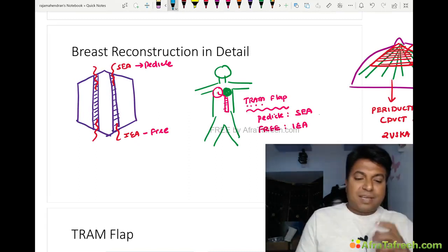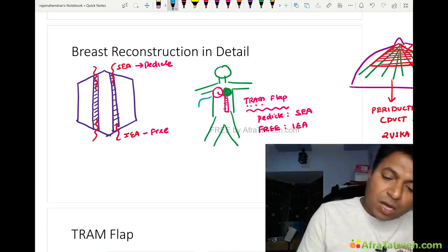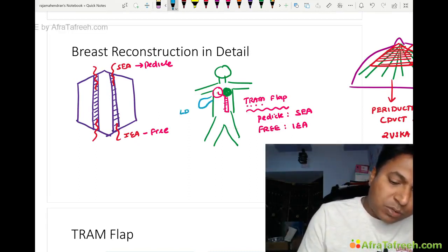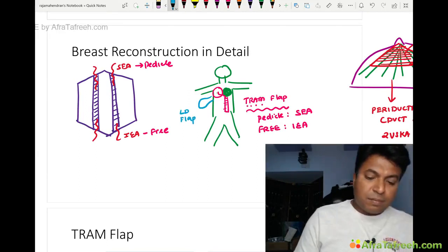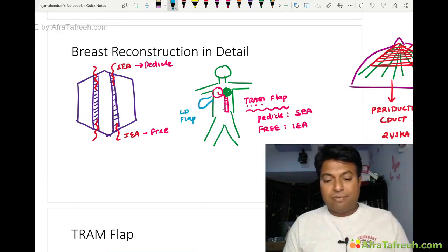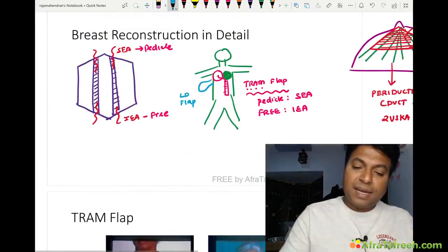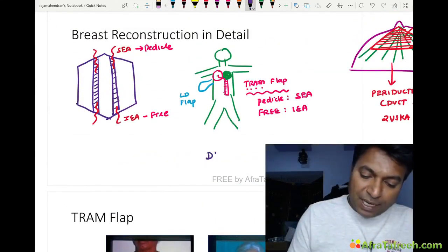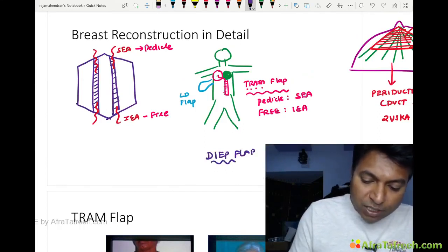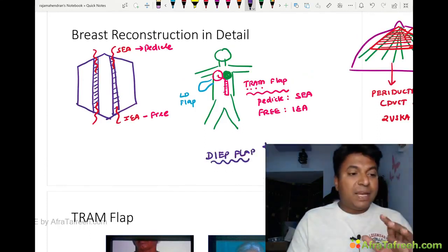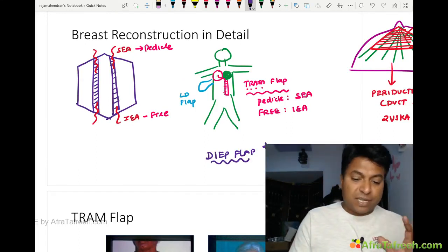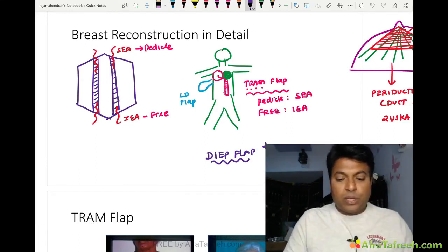For some small breast reconstruction we can use the latissimus dorsi flap also. The LD flap can also be used, but they won't ask you more detail about the LD flap. They will ask you about one more flap, that is the DIEP flap. This is the latest flap used, and most surgeons use this flap. Deep inferior epigastric perforator flap, in which we are not going to use the muscle at all.